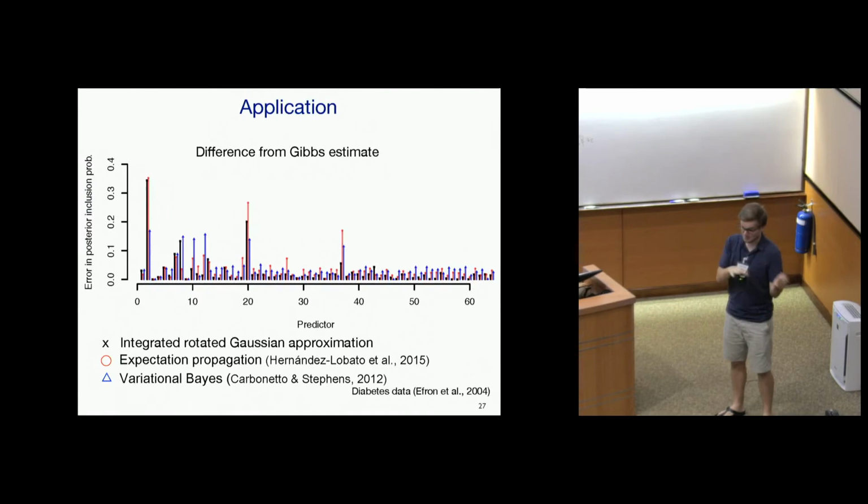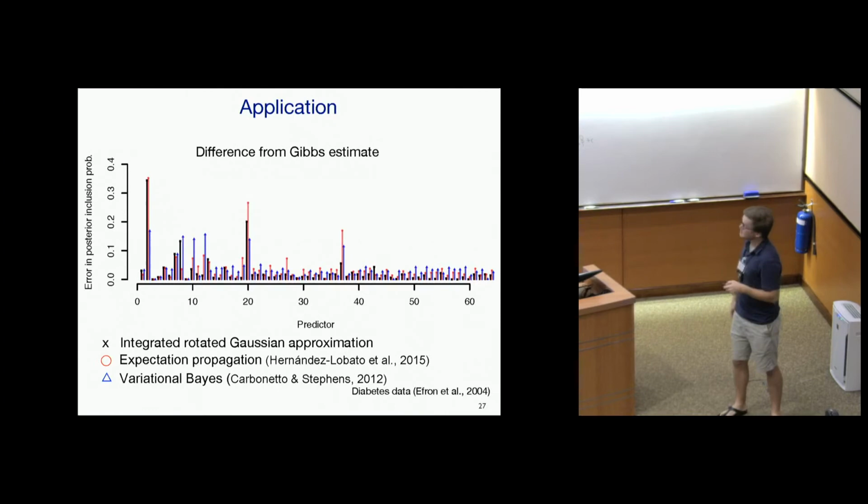So that was a theoretical approximation accuracy. We looked empirically at the Gaussian approximation accuracy. Let's also look empirically at the posterior approximation accuracy. So here we're looking at some kind of biomedical data, diabetes data, where we have 64 predictors.